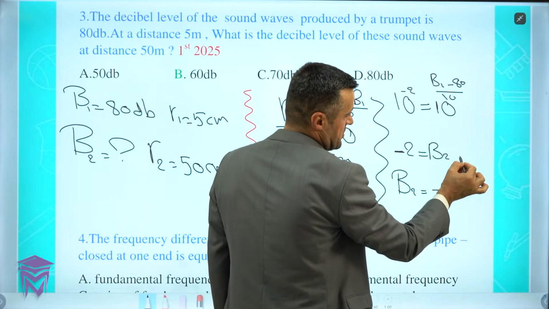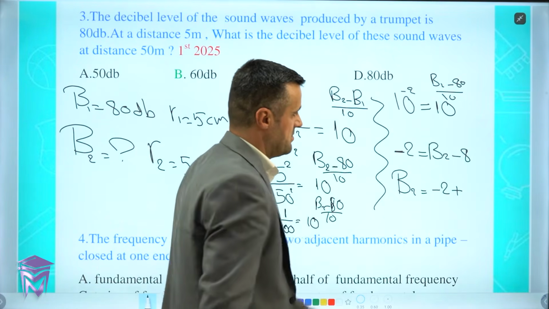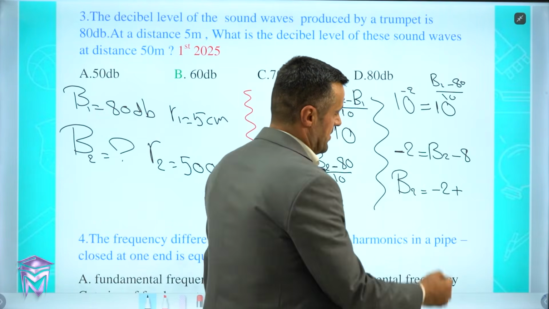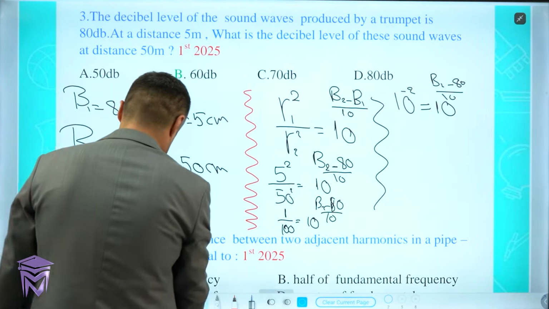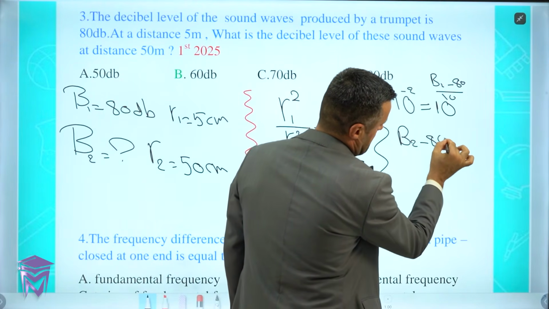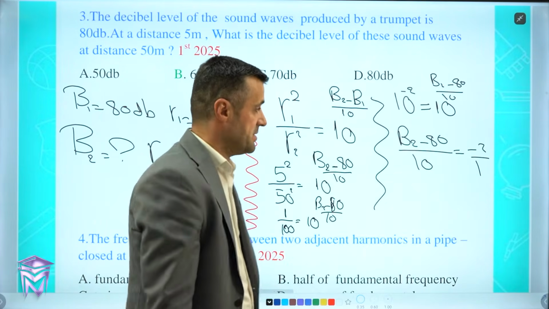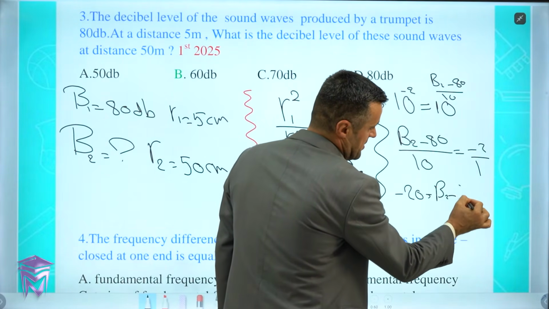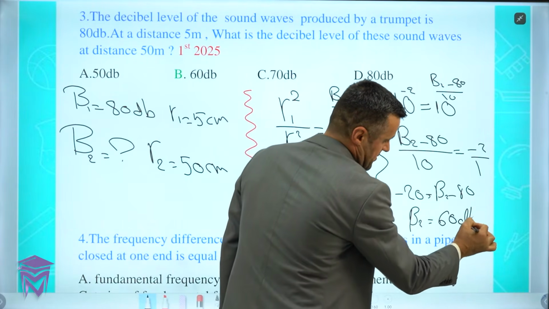$80 divided by 10 equals what? 8. Plus what? Minus 2 equals B2 minus 80 divided by 10. We can write B2, okay, minus 80 over 10 equals minus 2. By cross product, minus 20 equals B2 minus 80. We get B2 equals 60 decibel.